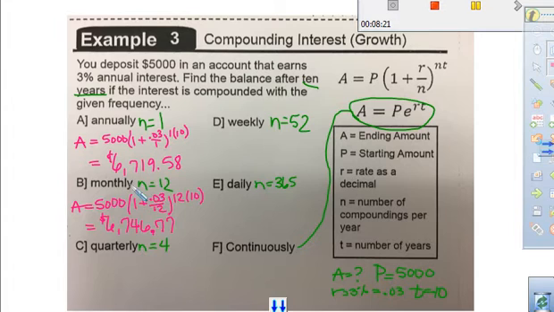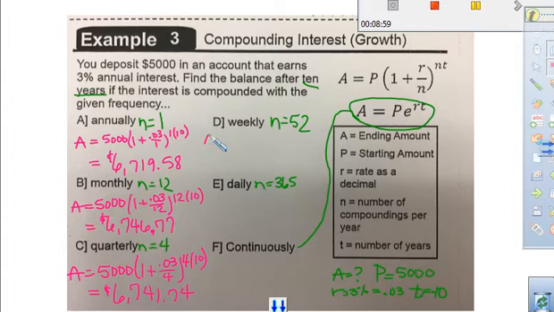So this went from annually to monthly, and now we're going back down to quarterly. So this isn't happening as often, so I'm going to assume that I'm going to get a number somewhere in between these two. So I have A equals 5,000 times 1 plus 0.03 over 4, to the 4 times 10, and this gives me 6,741.74, which, just like we thought, was $5 less.